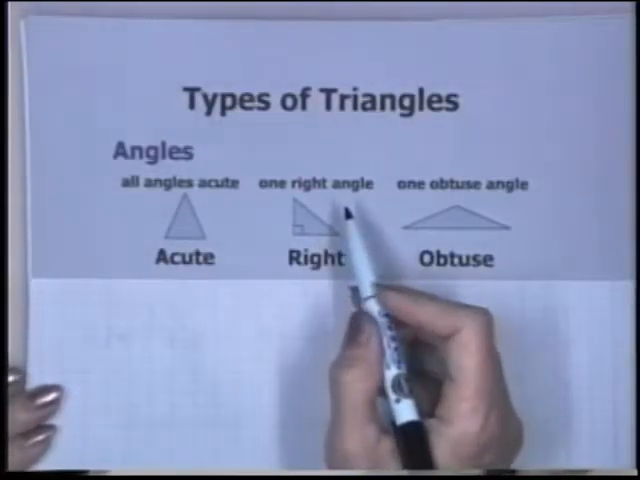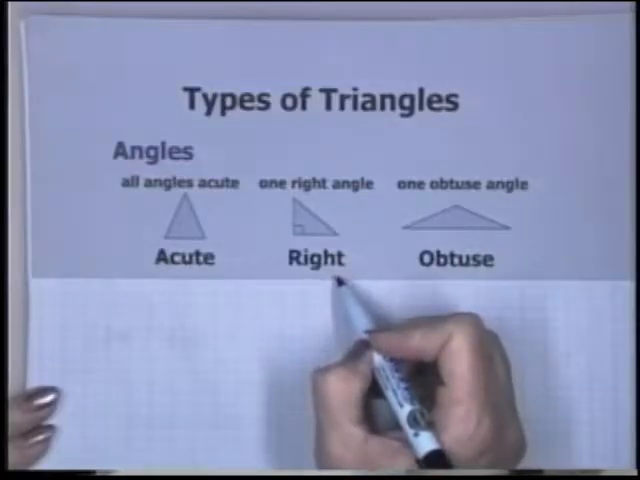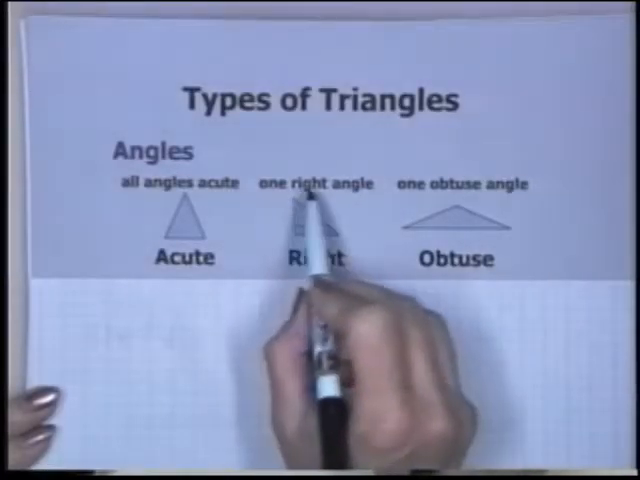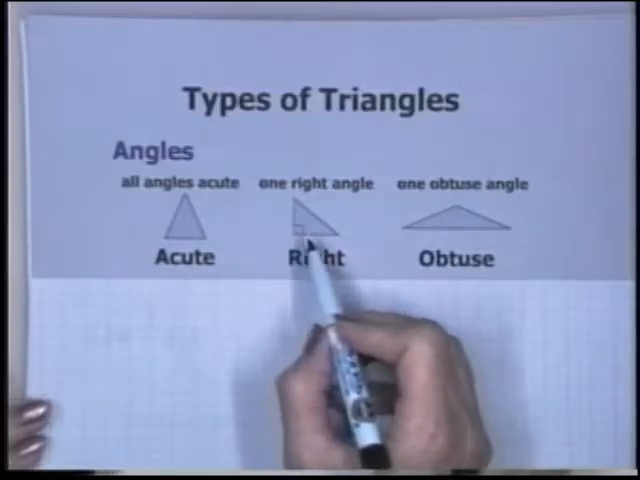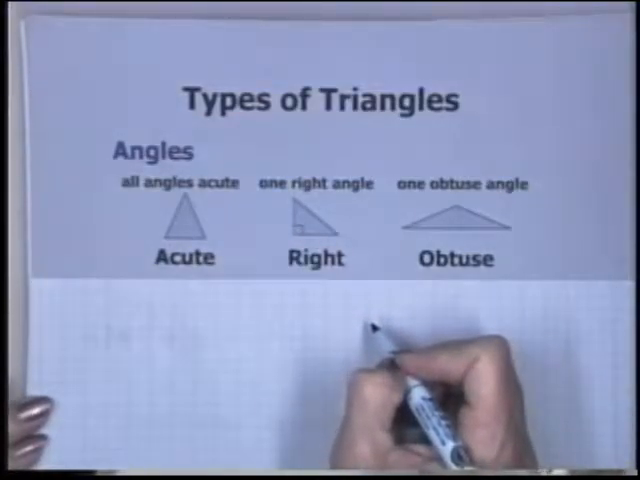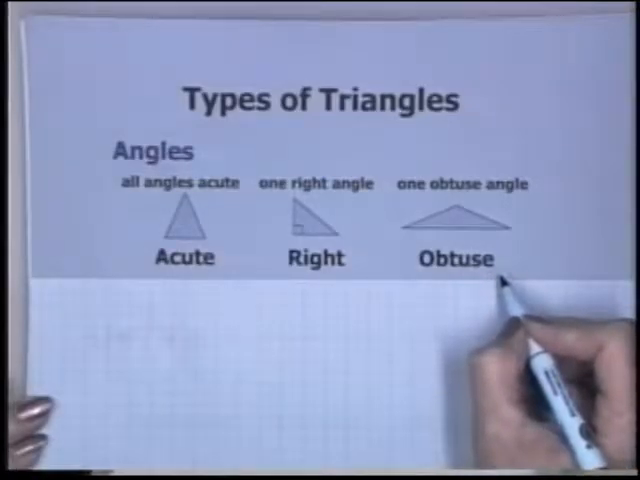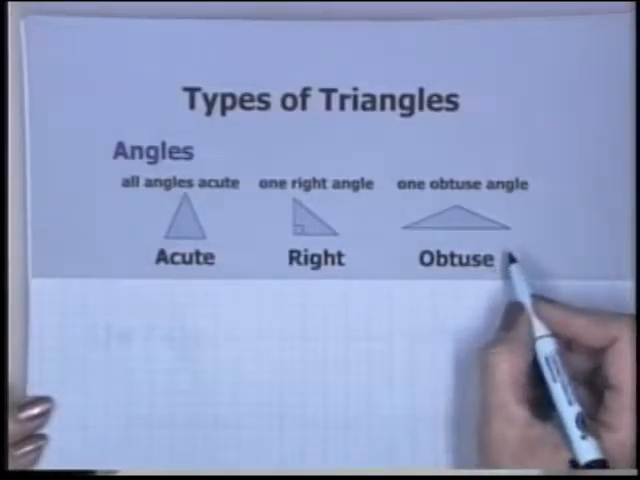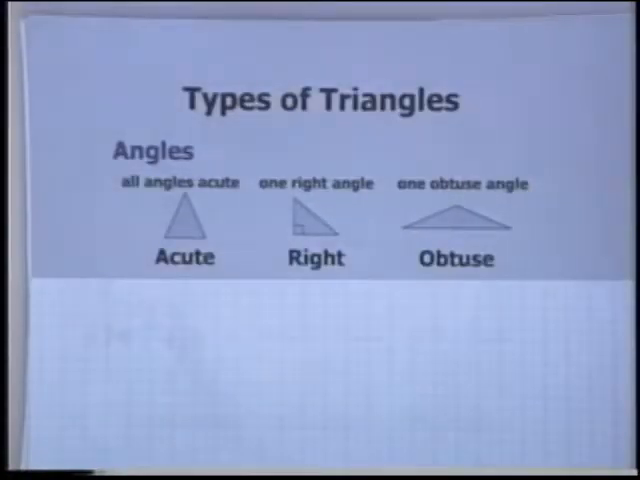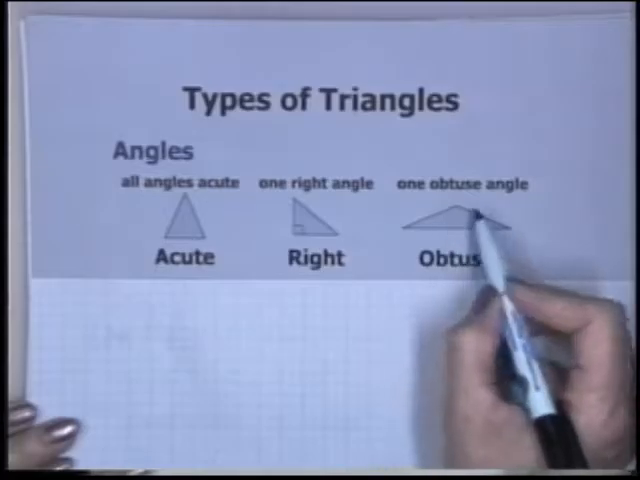This second triangle we call a right triangle, and that's because it has one right angle. Remember, this is the symbol for the right angle. And this third triangle is called an obtuse triangle because it has one obtuse angle. Remember what an obtuse angle is? It's an angle that measures between 90 degrees and 180 degrees. Which of those angles is an obtuse angle? It's this angle right here, isn't it?